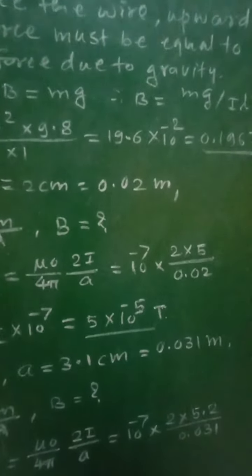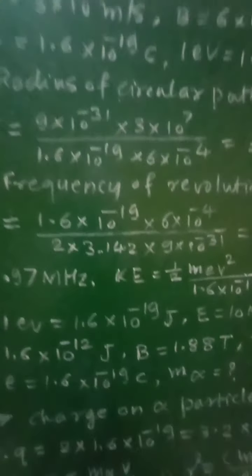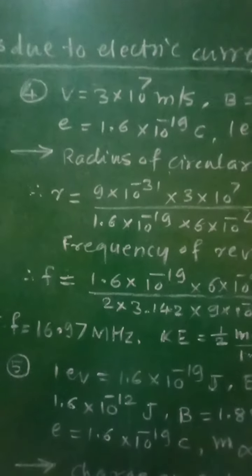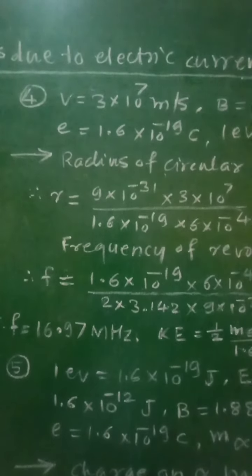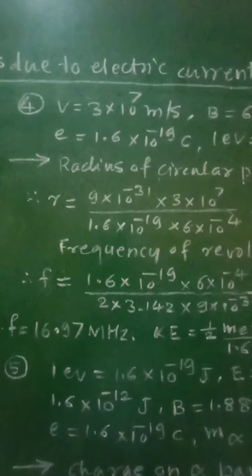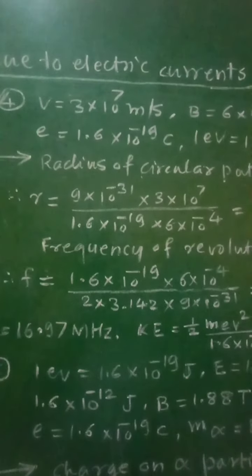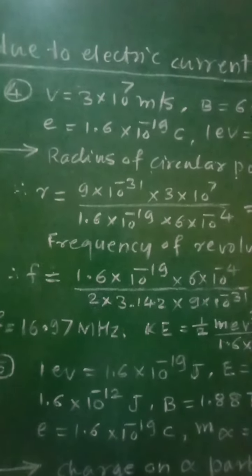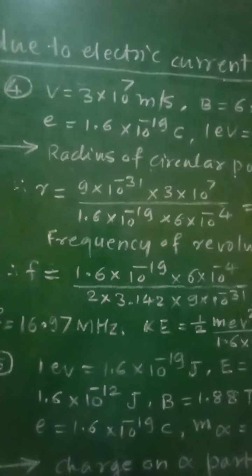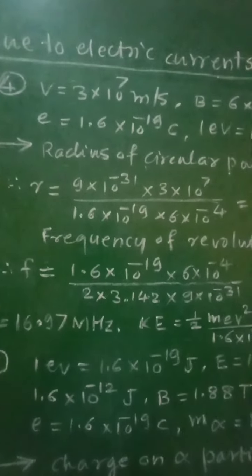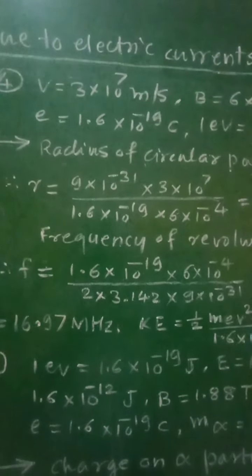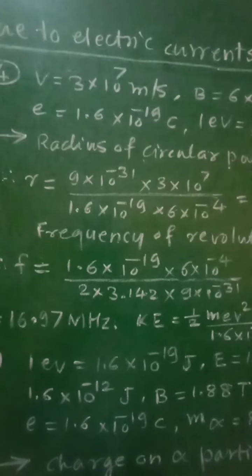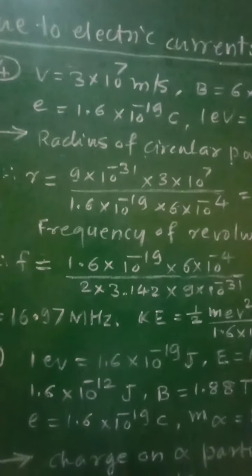Now let us go for the next numerical, that is numerical number 4, which is given as an electron is moving with a speed of 3 into 10 raised to 7 meter per second in a magnetic field 6 into 10 raised to minus 4 Tesla perpendicular to its path. What will be the radius of the path and what will be the frequency and energy in kilo electron volt?